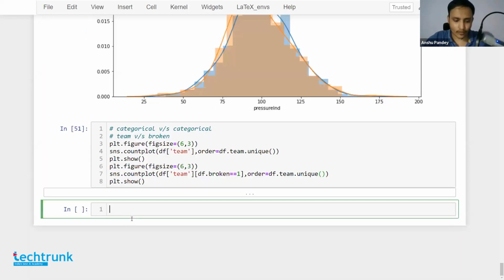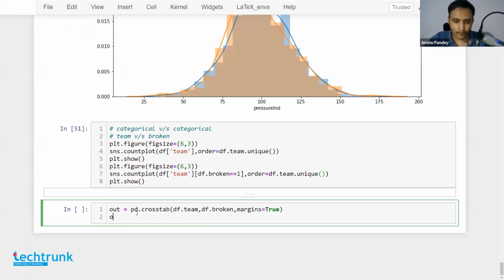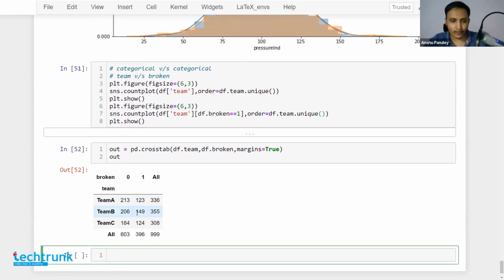Maybe you would want to check out the actual values over here. For that, we can also do, let's say, out equals pd.crosstab, df.team, comma, df.broken, comma, margins equals True. Right, so this is what we have. And it simply shows the number of machines which are damaged and not damaged, operated by team A, and the machines which are not damaged, operated by team A. Similarly for team B and similarly for team C.